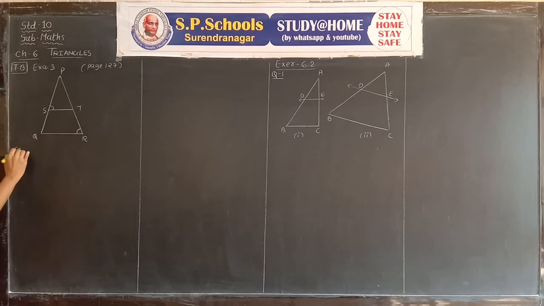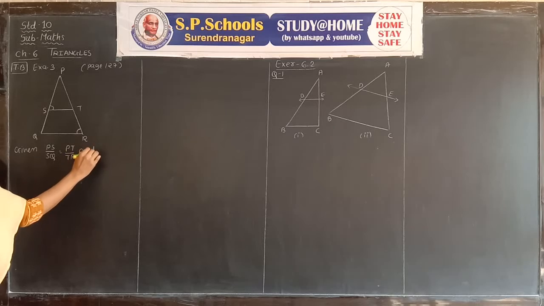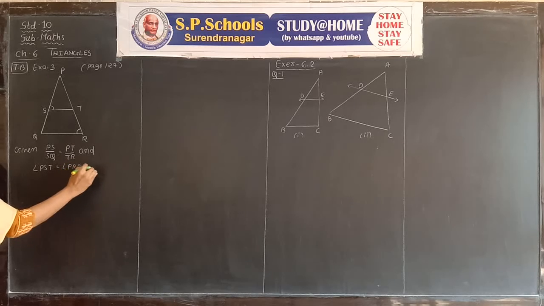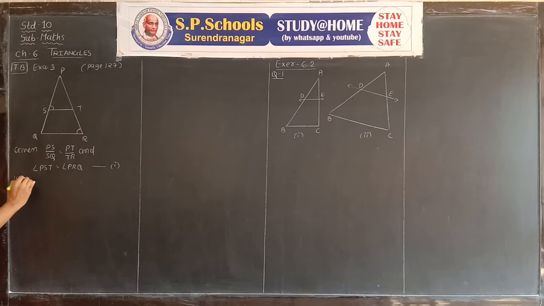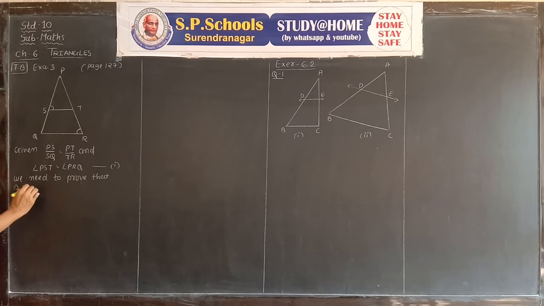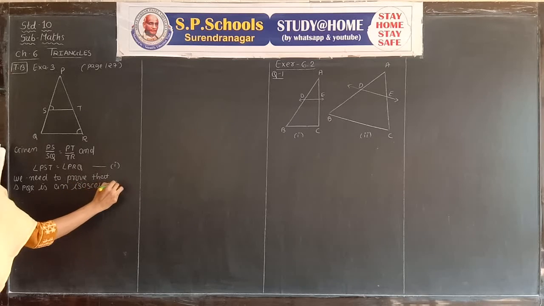Given: PS upon SQ is equal to PT upon TR, and angle PST is equal to angle PRQ. Suppose it is our result number 1. We need to prove that triangle PQR is an isosceles triangle.